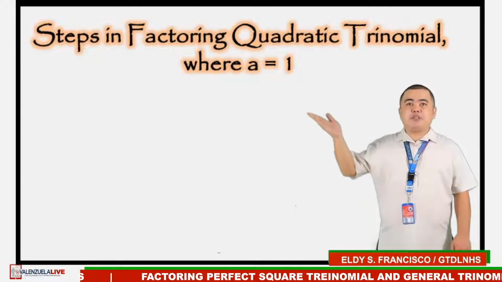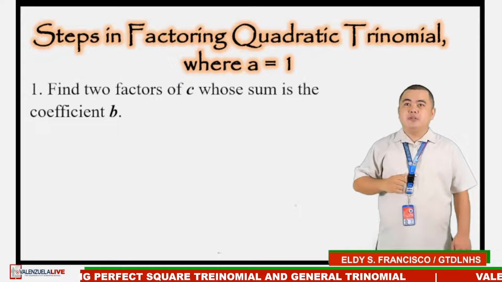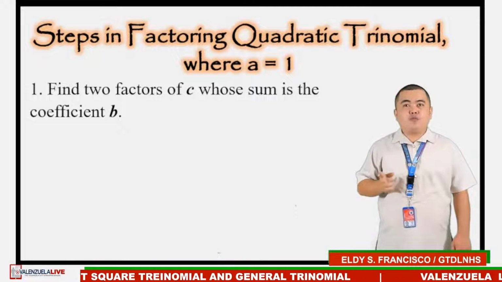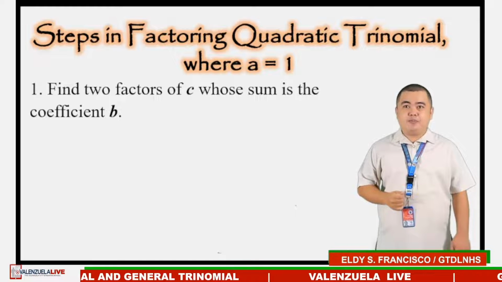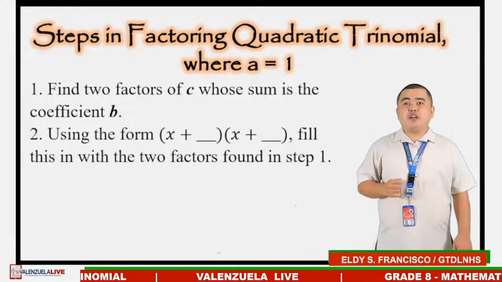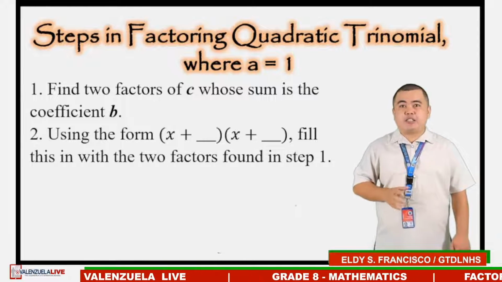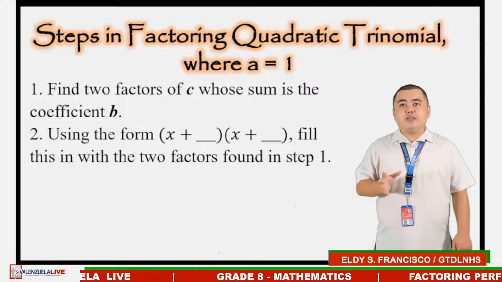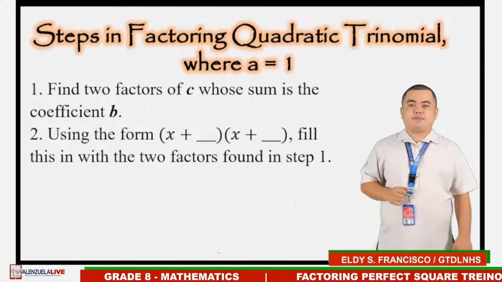These are the steps in factoring a quadratic trinomial where a is equal to 1. Step 1. Find 2 factors of c whose sum is the coefficient b. Step 2. Using the form quantity x plus blank times quantity x plus blank, fill this in with the 2 factors found in step 1.